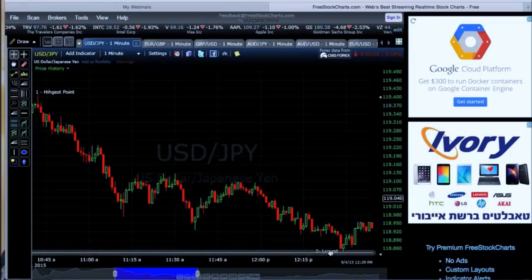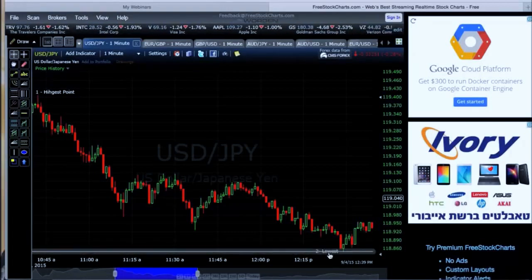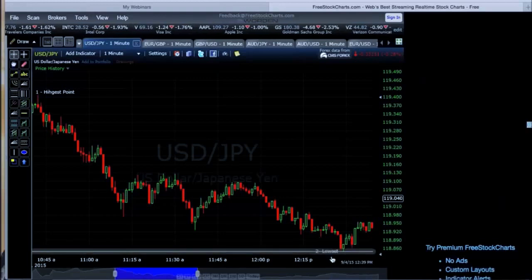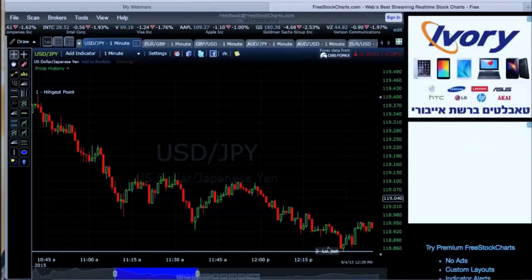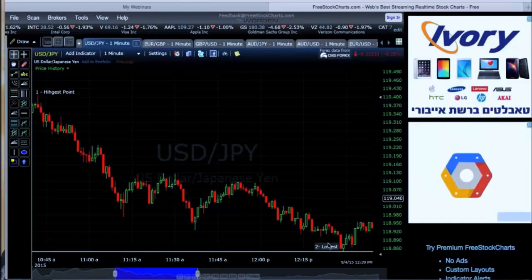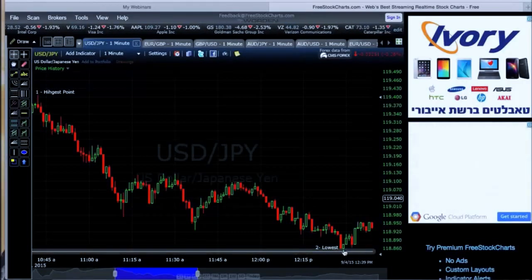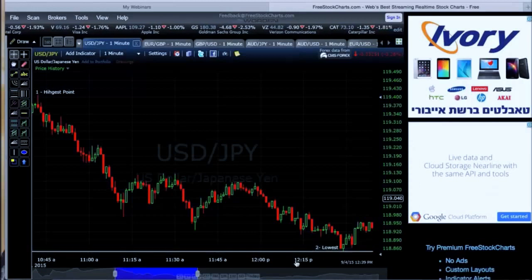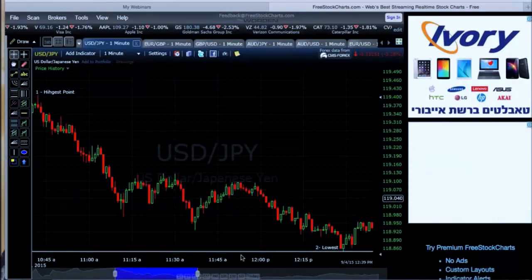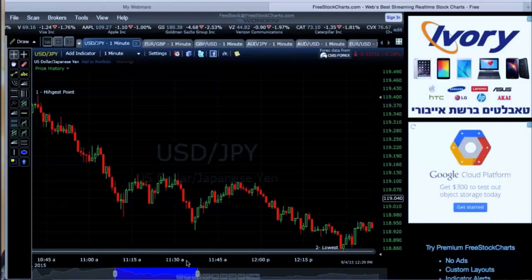Now, there is one more condition. If the trend is going to create a new lowest point without crossing and closing below the first lowest point, we're going to move our horizontal line to the new lowest point. Let me show you what I mean.